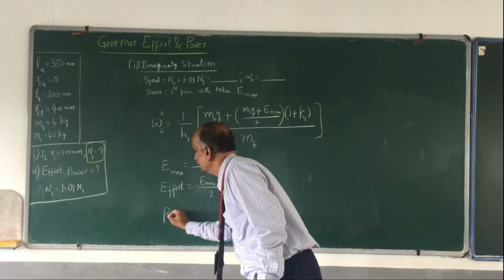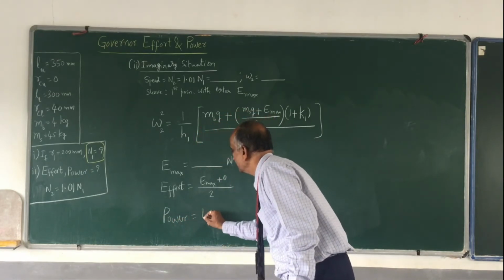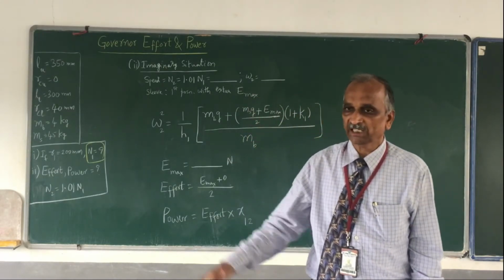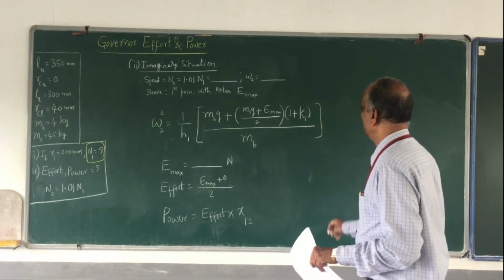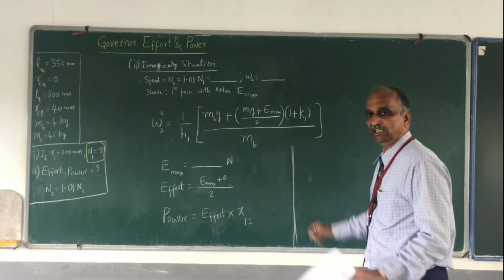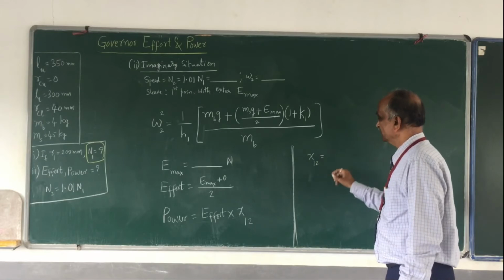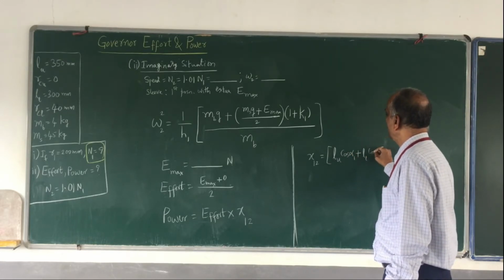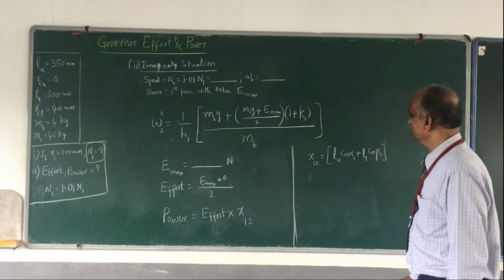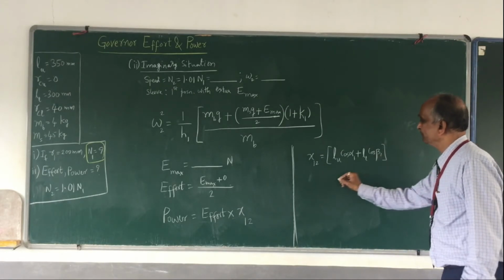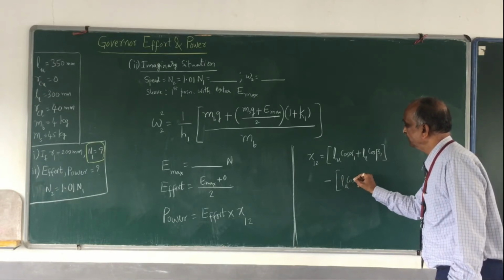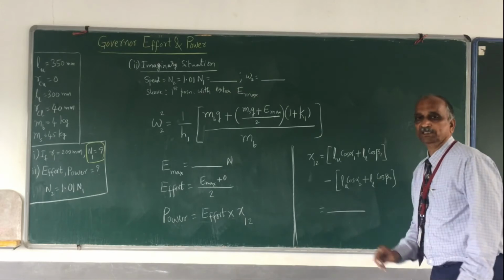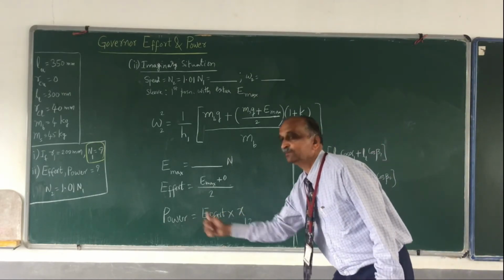Then, what is governor power? Governor power is equal to effort multiplied by the sleeve displacement x12. The sleeve has really moved from position 1 to position 2. A similar expression I had written is the expression for any sleeve displacement x12. What is this? This is nothing but Lu cos alpha 1 plus Ln cos beta 1, minus Lu cos alpha 2 plus Ln cos beta 2. If I do this, I will get x12, and substituting that x12 here, you get power.